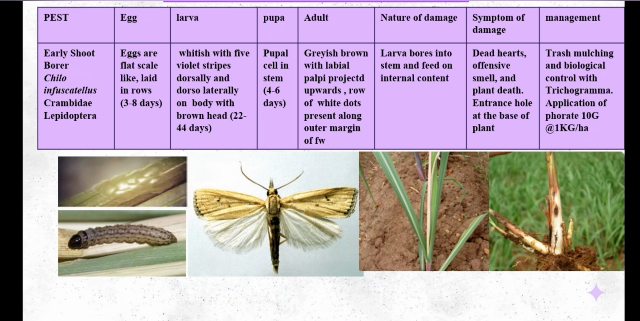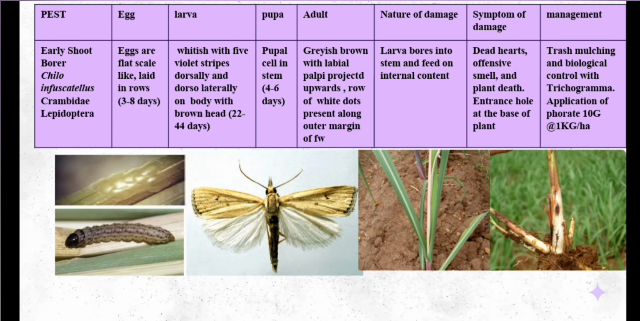In the first image you can see the eggs. These are flat and scale like eggs which are laid in rows, and the duration is 3 to 8 days. Coming to the larva, it is whitish with 5 violet stripes dorsally and dorsolaterally on the body, with a brown head. Larval duration is 22 to 44 days.